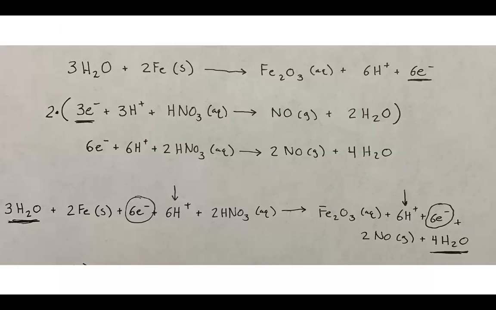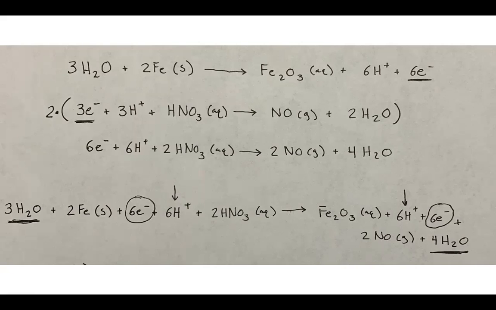But what we need to do is make sure that the same number of electrons are present in both of the half reactions. Because there's 6 electrons in the iron one and only 3 in the nitrogen one, I'm going to multiply the whole nitrogen half reaction by 2. So I just rewrote it below. That equation is now 6 electrons plus 6 protons plus 2 nitric acids go to 2 nitrogen monoxides plus 4 waters.